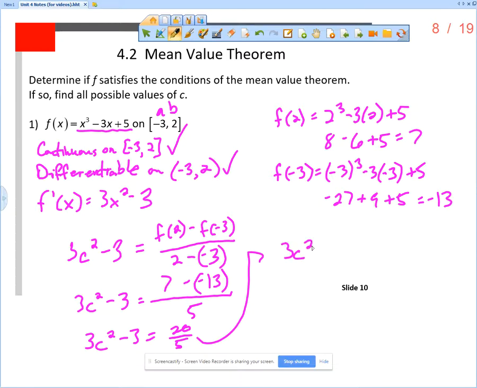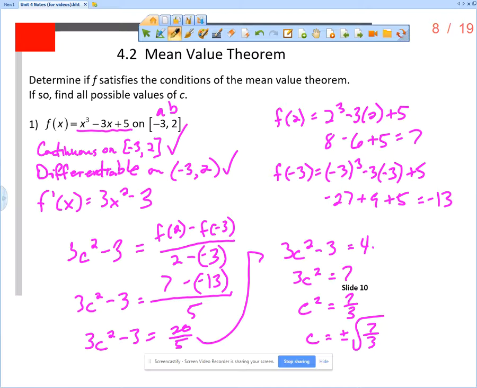So 3c squared minus 3 equals 4. Remember, the goal is to find c, so we have to solve this equation. So 3c squared equals 7. c squared equals 7 thirds. And c equals plus or minus the square root of 7 thirds.